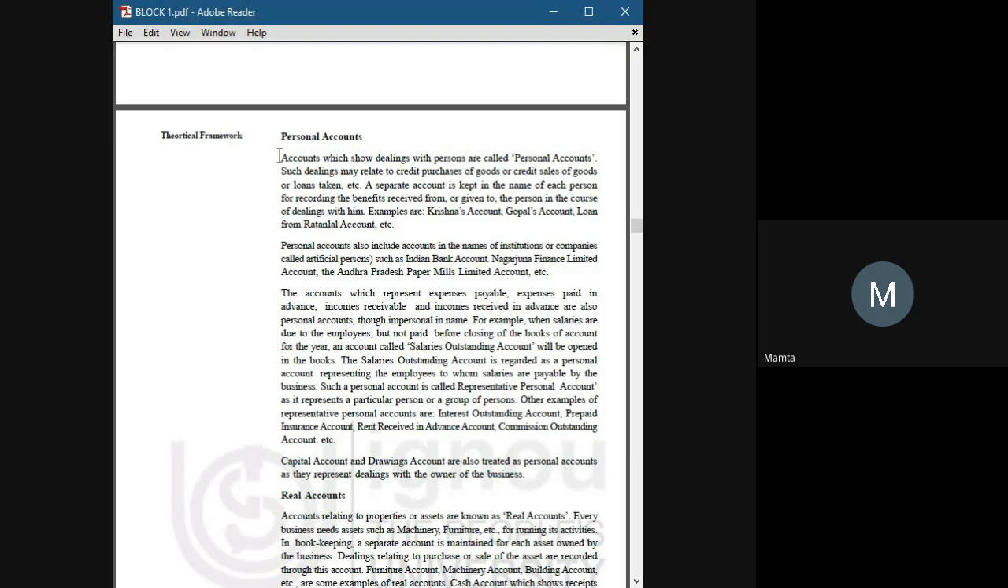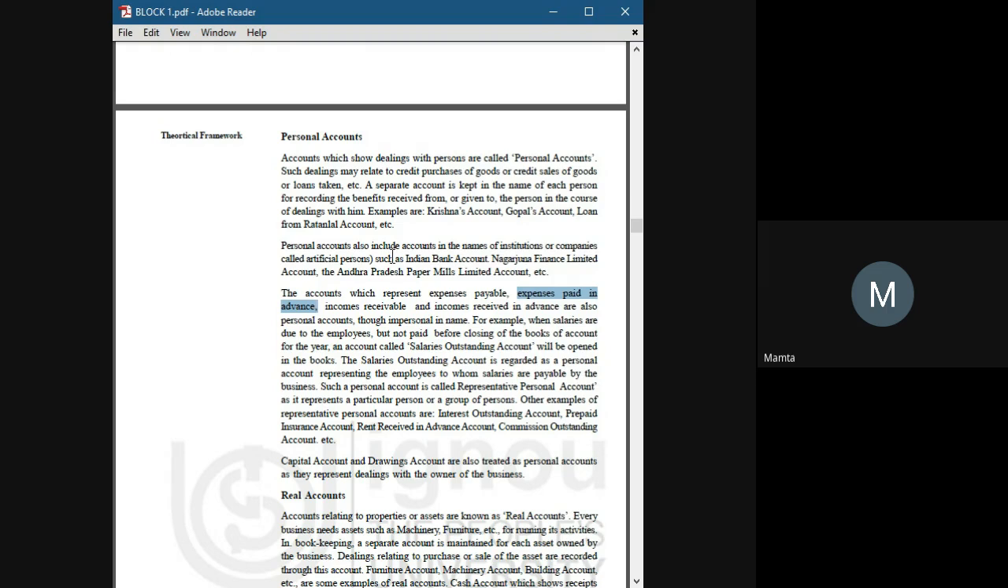Along with capital and drawings account, we have some more accounts under personal account, like expense payable, expense paid in advance. Like, I have paid the rent of my firm in advance, then it is considered as a personal account.